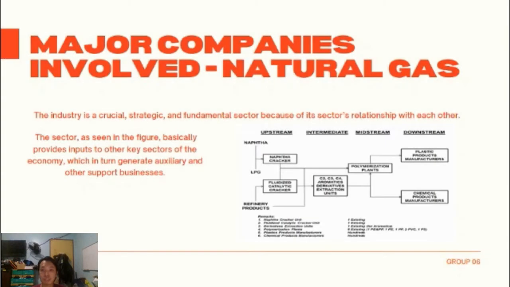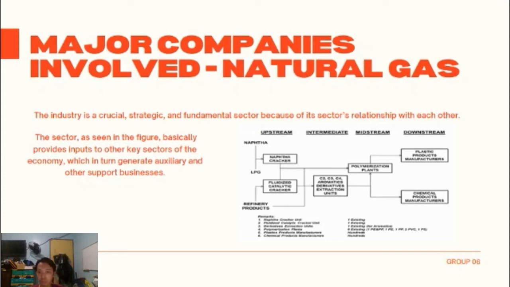For the major companies involved in the petrochemicals industry, particularly for natural gas, the industry is a crucial, strategic, and fundamental sector because of its sector's relationship to each other. This close connection has cascading impacts on businesses and the whole economy. The sector, as seen in the figure, basically provides inputs to other key sectors of the economy, which in turn generate auxiliary and other support businesses.